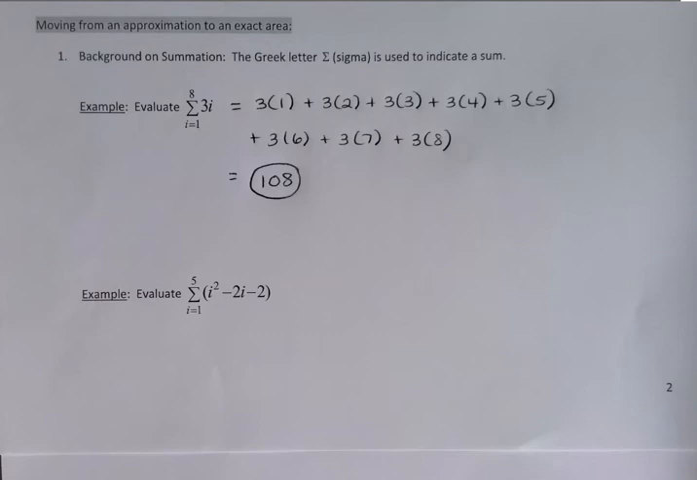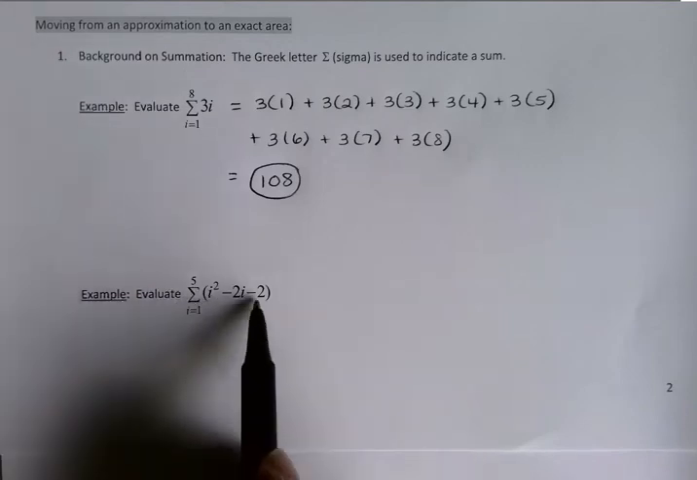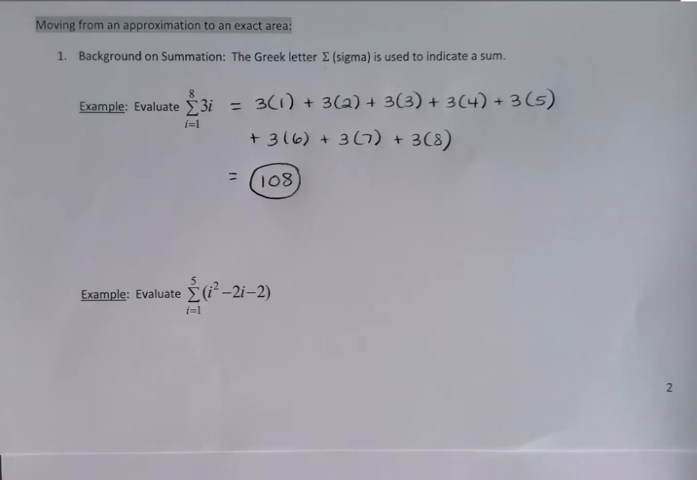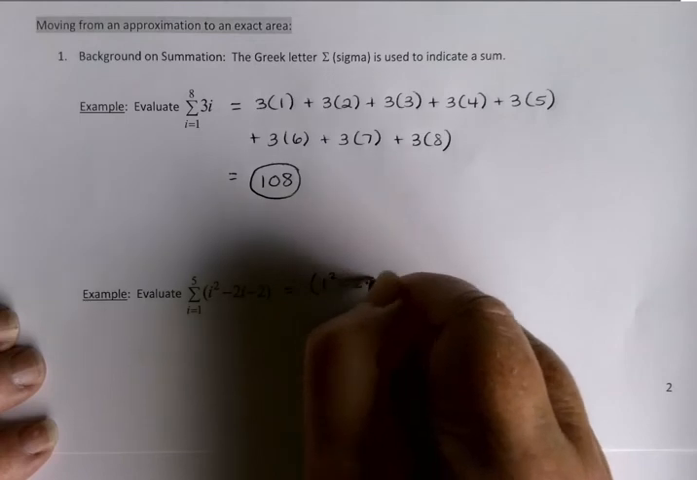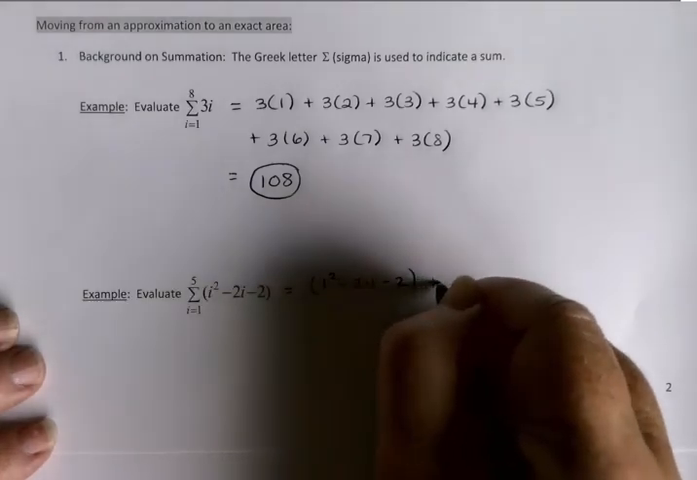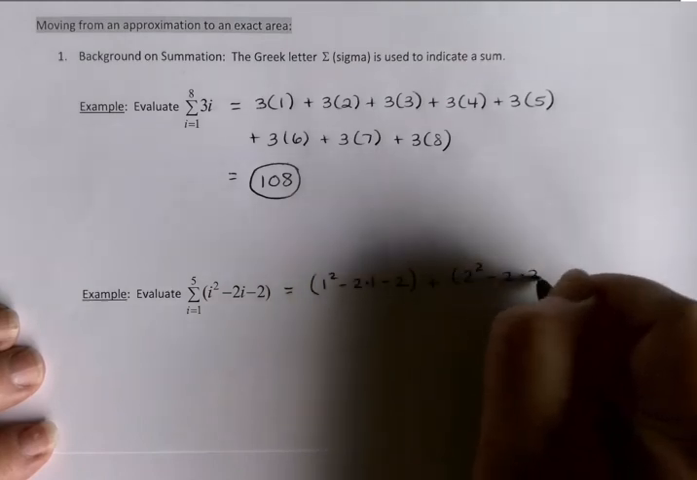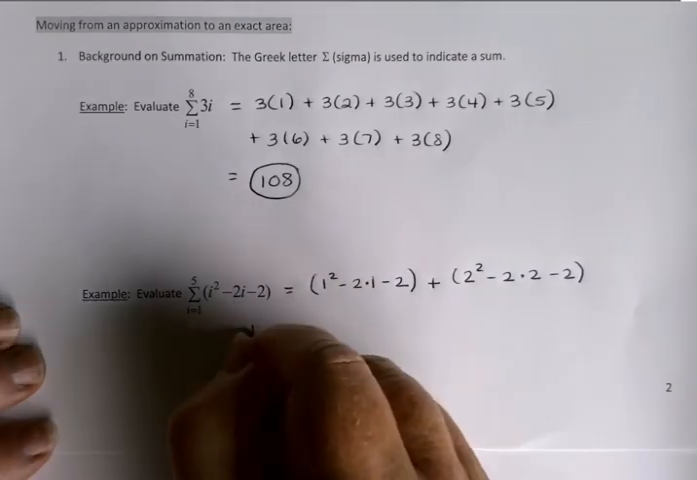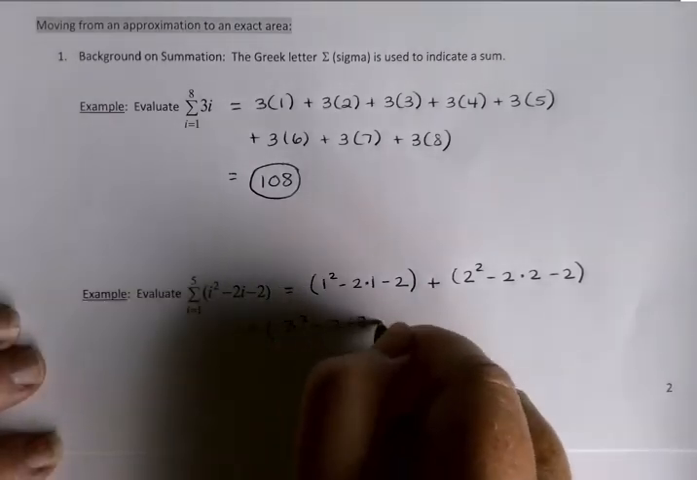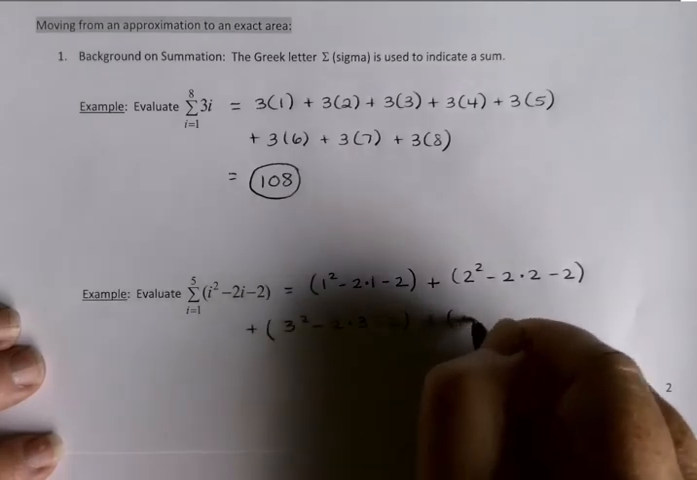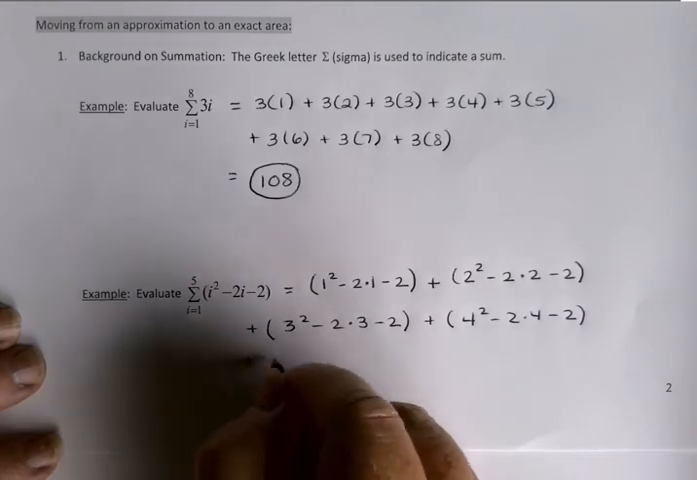Let's practice that one more time. Here I have the summation. i goes from 1 to 5. And my function is i squared minus 2i minus 2. So I start with 1, plus, I plug in 2, plus I plug in 3, and 4, and finally 5.